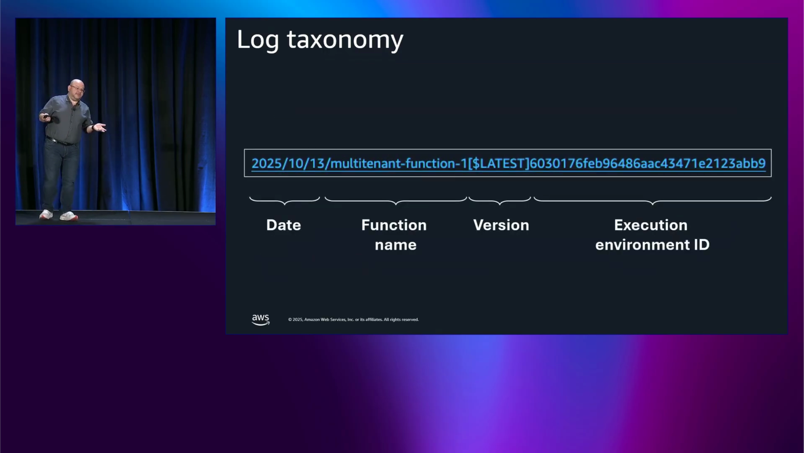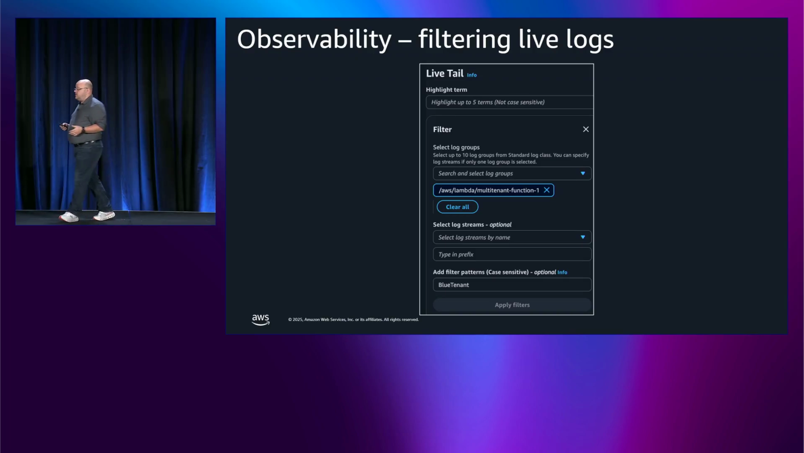So a little something you probably already know, but these names are not completely random, right? They actually have a meaning. They start with date, then you have the function name, then you have function version, and then you have that random execution environment ID, right? So if you know this structure, you can make your querying a little bit more powerful. For example, let's start with a development scenario. I want to observe my logs, tenant-specific, in real time.